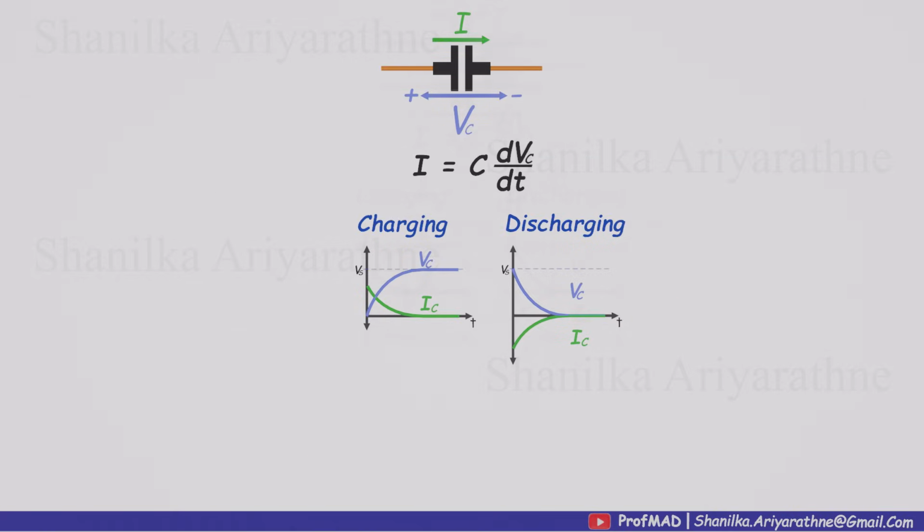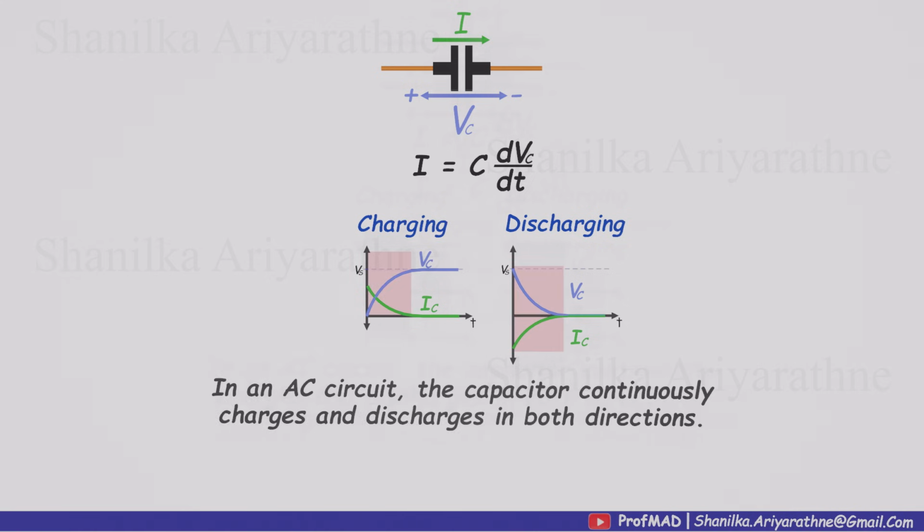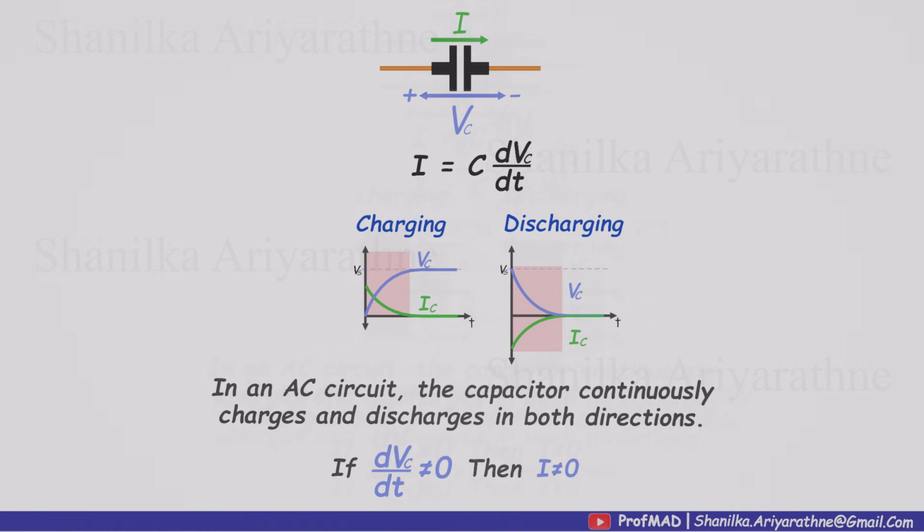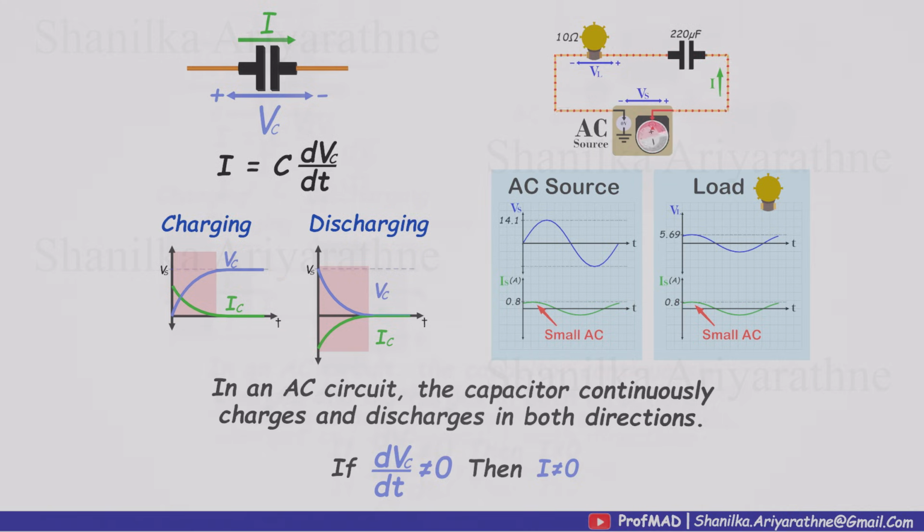Now let's switch to AC. From the equation, we can see something important. If the voltage is changing, there must be current. In an AC circuit, the voltage is always changing. So the capacitor keeps charging, discharging, and then charging in the opposite direction, over and over again. Because of this continuous charging and discharging, the current also keeps reversing direction. That's why we observe alternating current in AC, but not in steady DC.